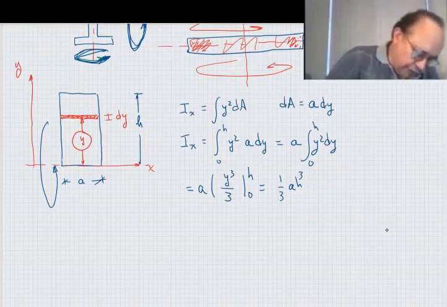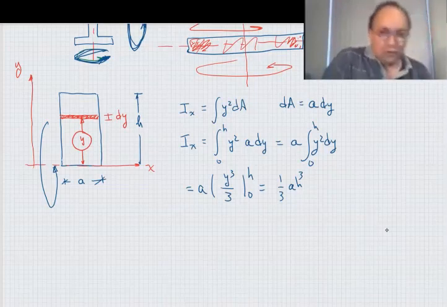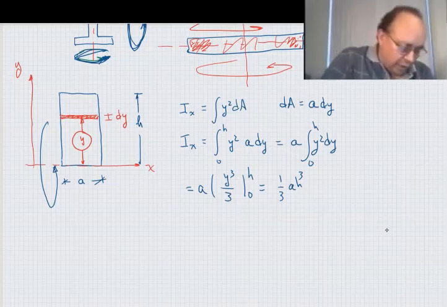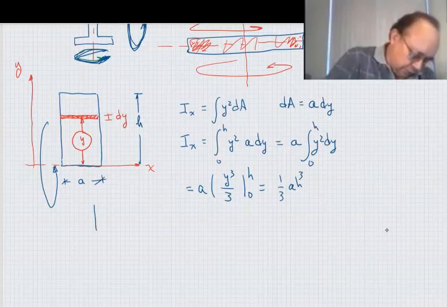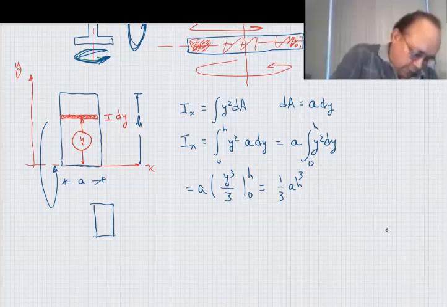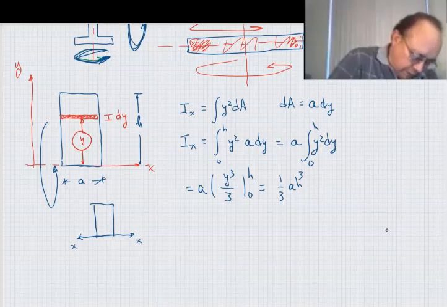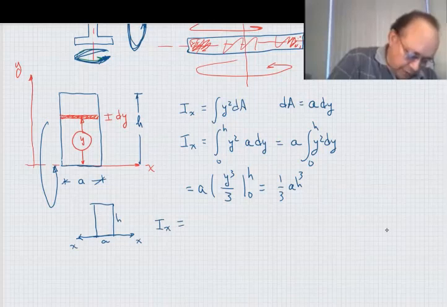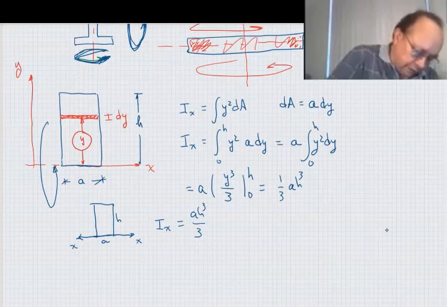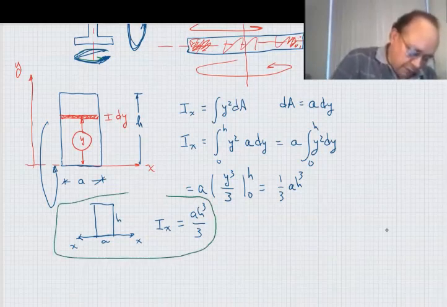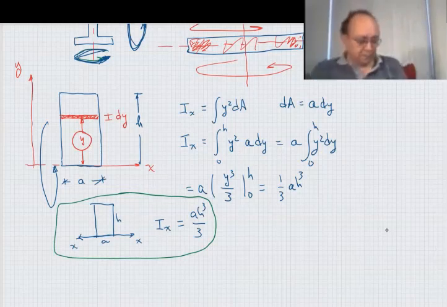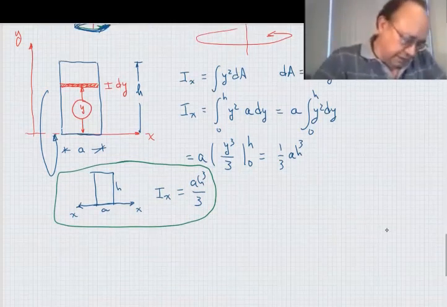So whenever you are asked the moment of inertia of a rectangle with respect to an axis that goes through one of the sides, let's put it here. You have here the axis of rotation. Let's call it x, x. This is A, this is H. Moment of inertia about this axis is A H cubed over 3. That's our first basic figure. Very nice. That's an important finding.